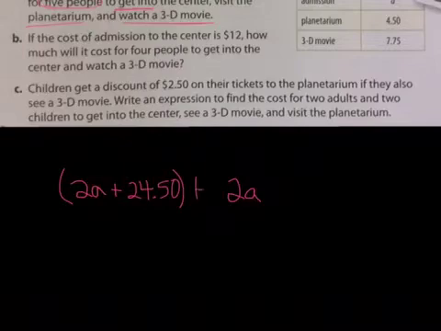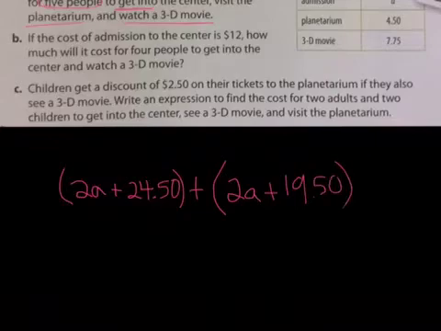And I'm going to add that cost to the cost of the children. The children would be 2A plus $24.50, right, minus $5. The reason it's minus $5 is because they get $2.50 and $2.50 off. $2.50 for each ticket, and it's 2 kids, so it's minus $5. So $24.50 minus $5 would be $19.50. We write $19.50. And that is the algebraic expression, boys and girls.